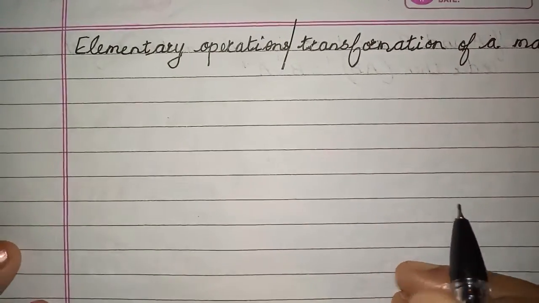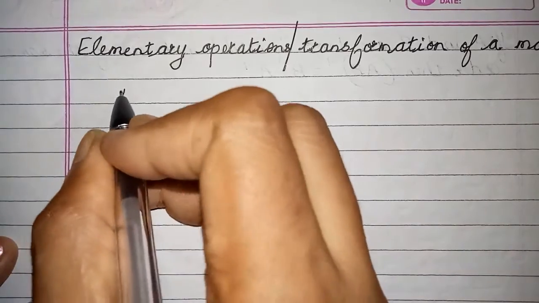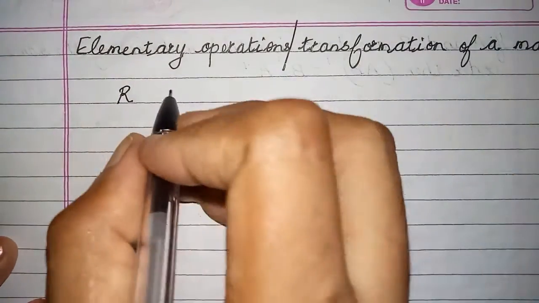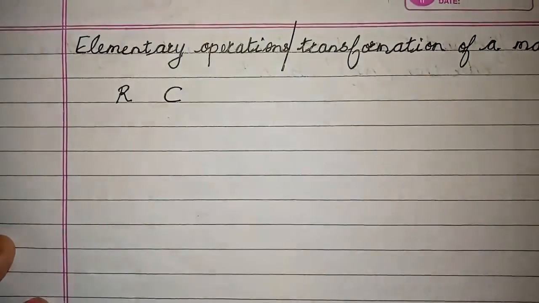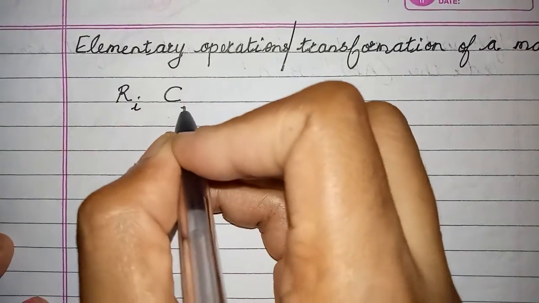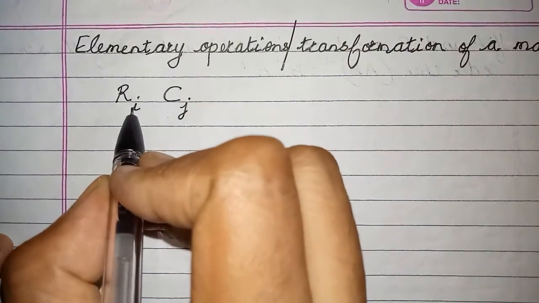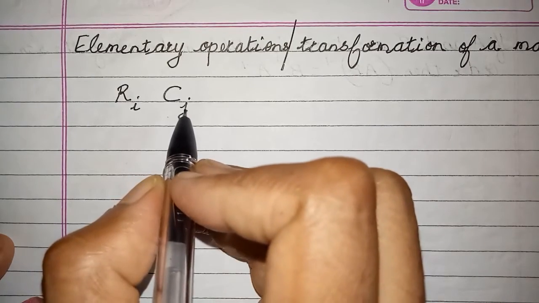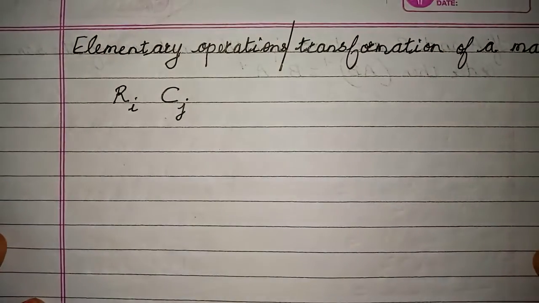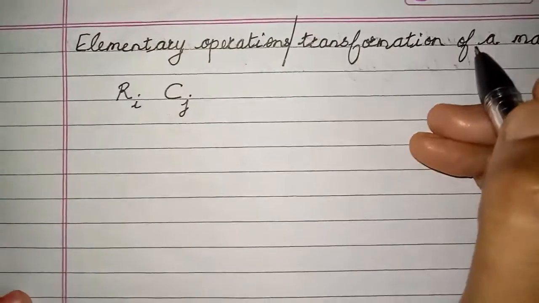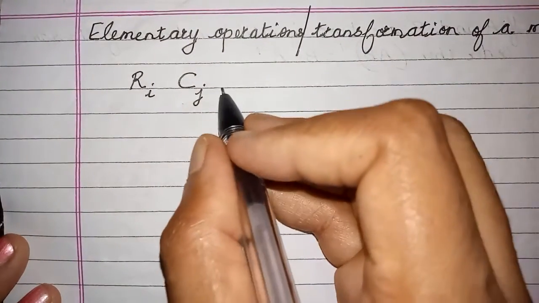Now, in elementary operations, your row operation is denoted by capital R and your column operation is denoted by capital C followed by an index. What do you mean by index? It means you are writing here the name of the row or the name of the column. Now what all possibilities can you have for doing elementary operations, children? These are the possible operations.